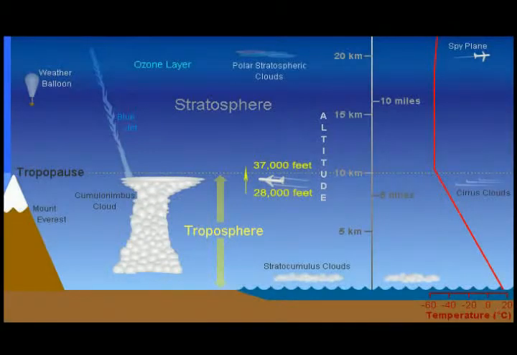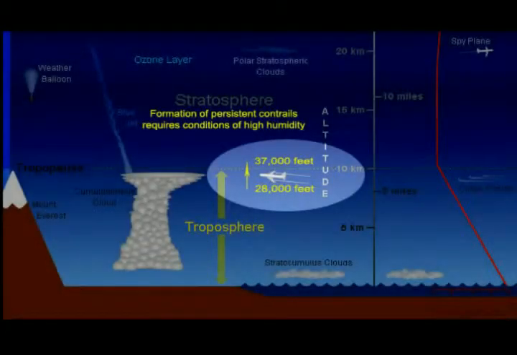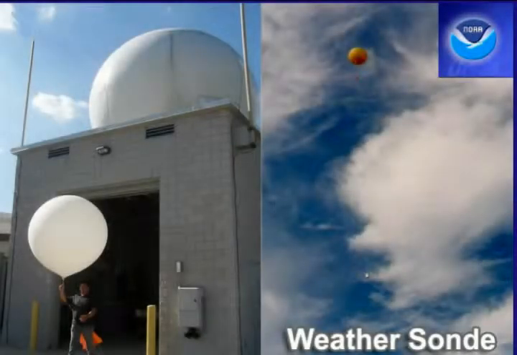Commercial aircraft are cleared to fly at 37,000 feet down to about 32,000 feet to maximize fuel efficiency. If we use available weather data to determine the relative humidity between 28,000 and 37,000 feet, we can predict the likelihood of formation of persistent contrails between those altitudes.